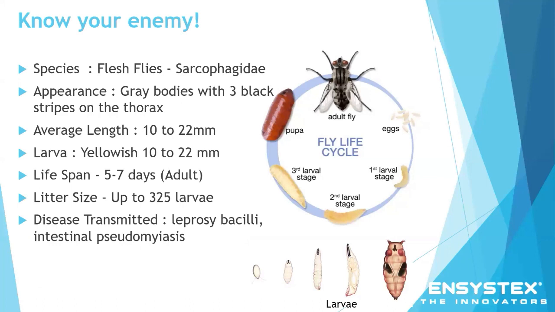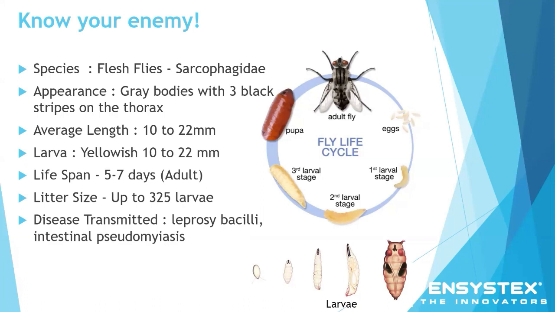Here we're going to use the flesh fly as an example. You can see the adult fly, then they lay eggs. If you look here to the left, up to 325 eggs that will become larvae. First instar larval stage, second, third, then they pupate, and then you have another adult fly. This whole process from adult fly to adult fly laying eggs again takes only 20 days.